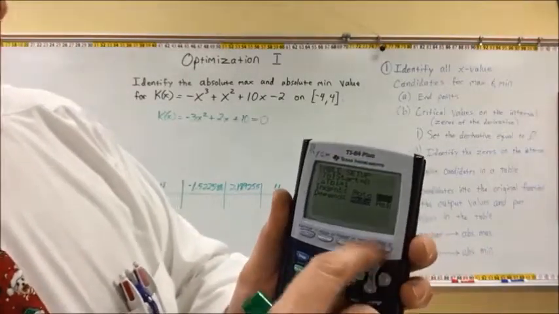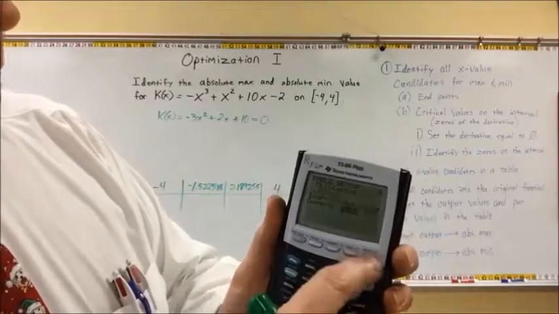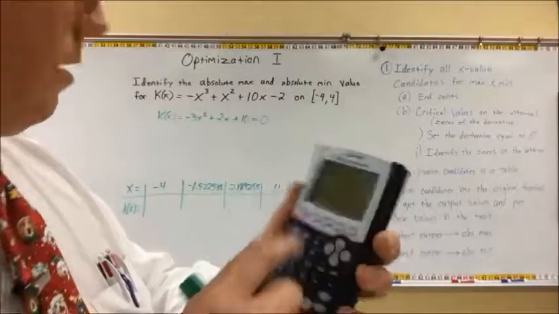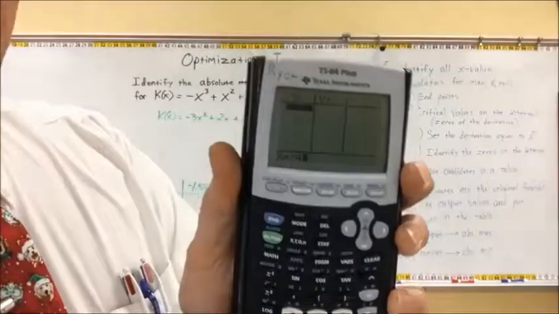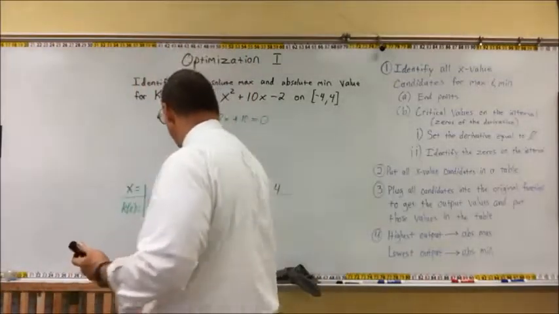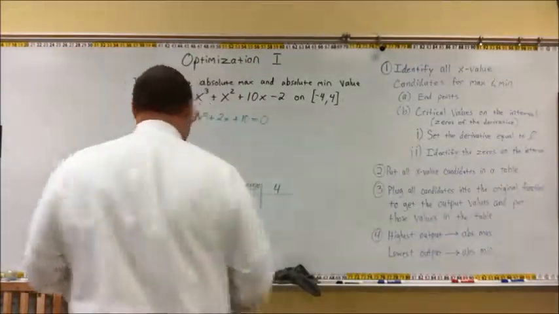Then I see graph right there. It says table above it. I'm going to hit second graph. It gives me a table. And now I can just key the numbers in. So I'm going to key in -4. See that? -4. Press enter and it gives me the output, 38. So when I key in -4, I get a 38.